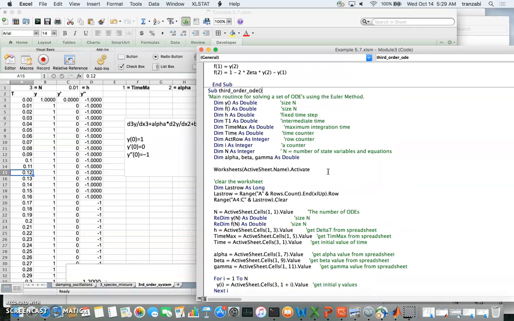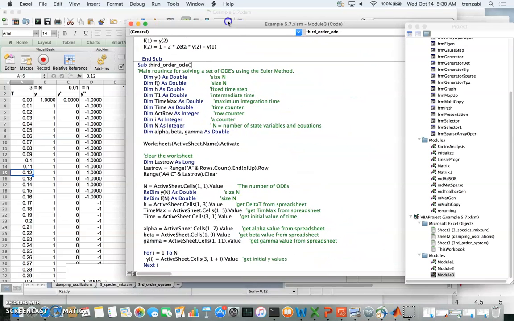So this is the code for it. Pretty much like what I explained for the three species. I'm not going to go over them because that's the same thing. Maybe this thing is just to clear the previous result. So it gets the last row and then it clears them up from cell A4 to column C, last row in that column.